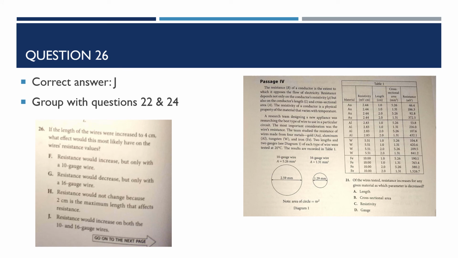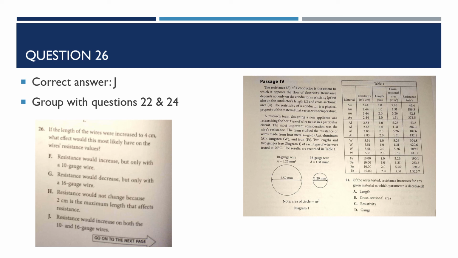All right, here is question 26. It is the last question of the practice test. So congratulations for making it this far. Number 26 says, if the length of the wires were increased to 4 centimeters, what effect would this most likely have on the wire's resistance values?